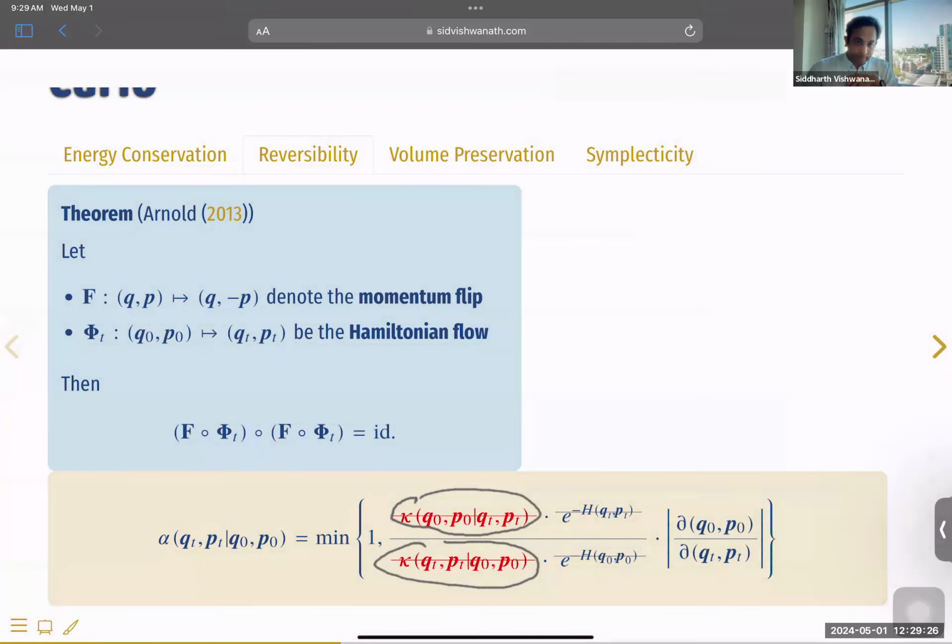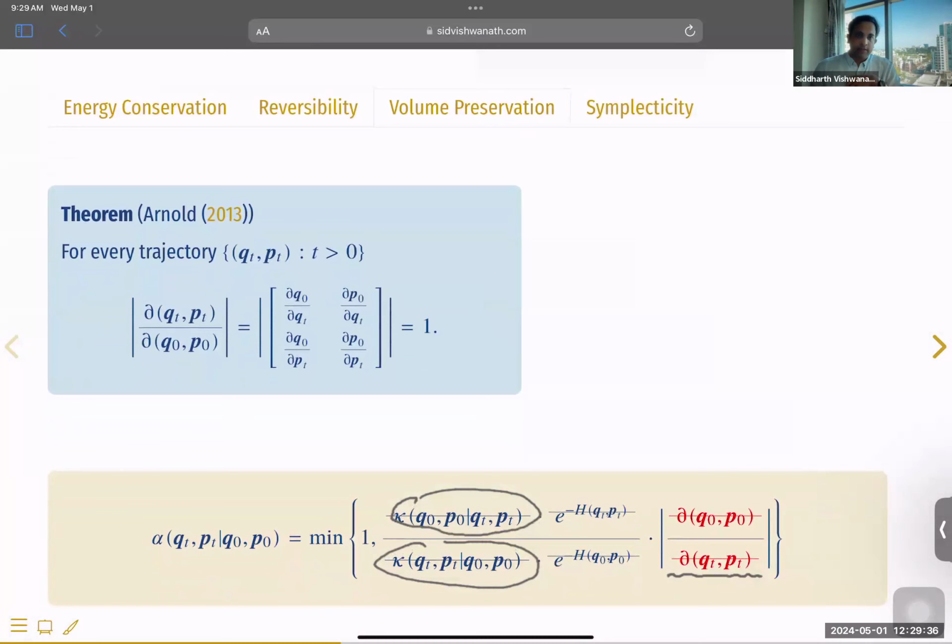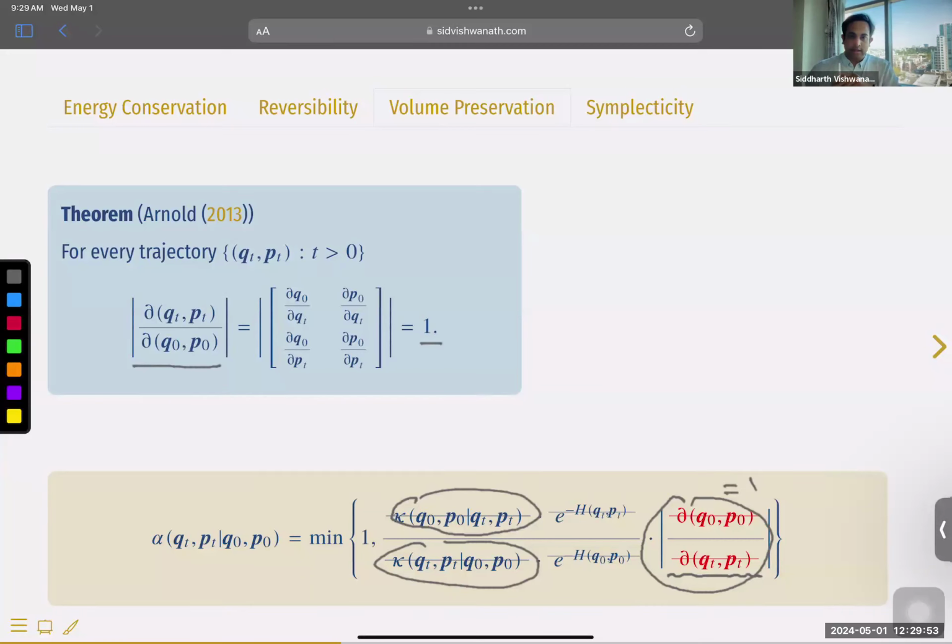Okay. So now the only term that remains is this Jacobian correction term. And the third property of Hamiltonian systems is that it preserves volume in your phase space. So if you were to look at the determinant of this Jacobian term, this is always going to be 1 for any time t on your flow. So now even this term over here becomes 1.